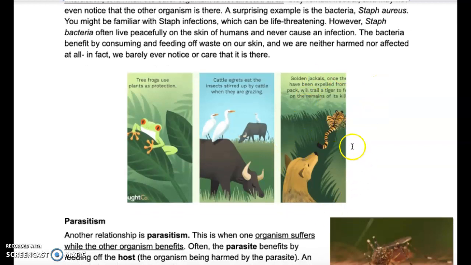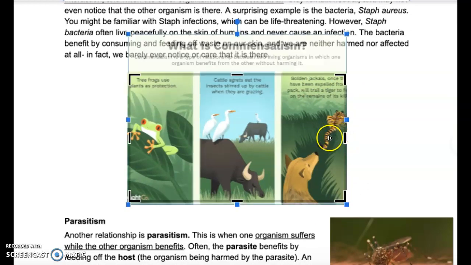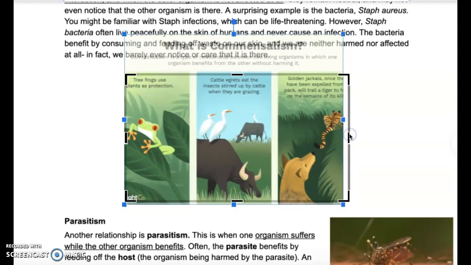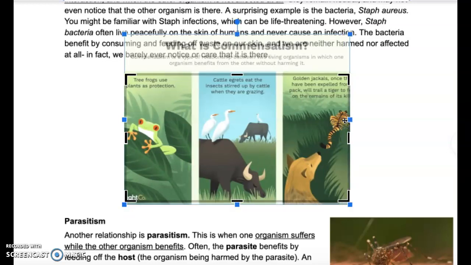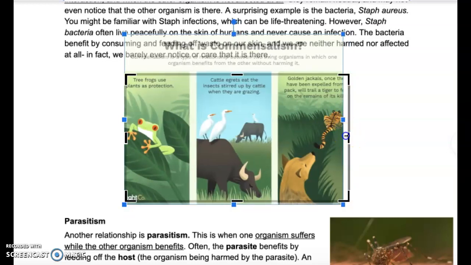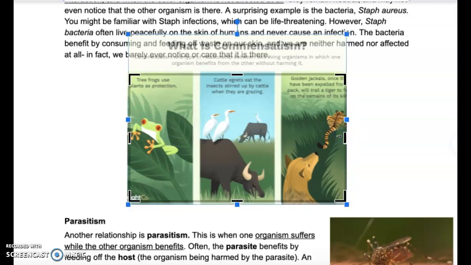In this third example, golden jackals, oops. What happened to the rest of this? All right. I don't know what happened to the rest of this image. Okay.